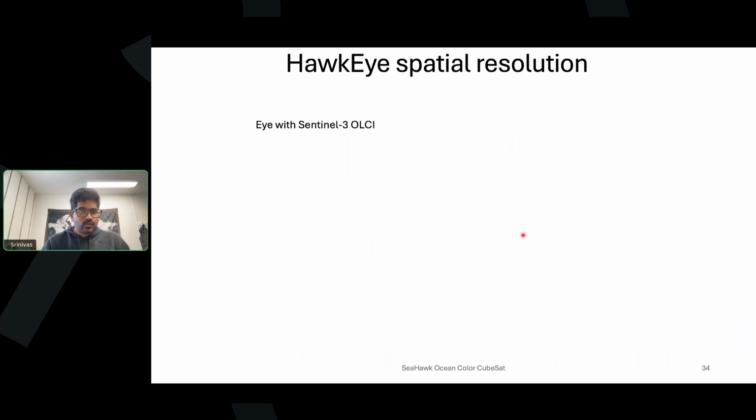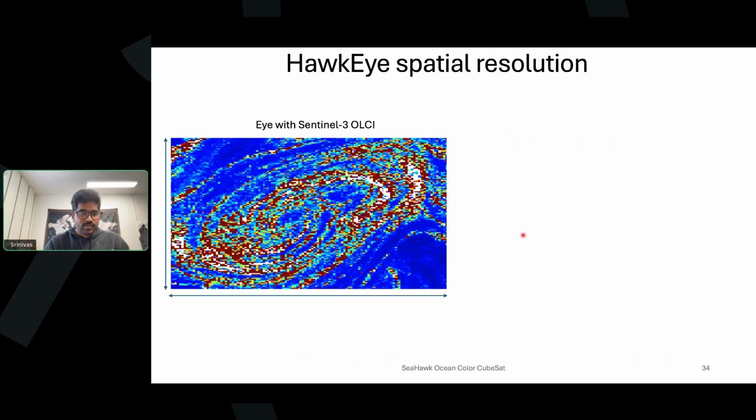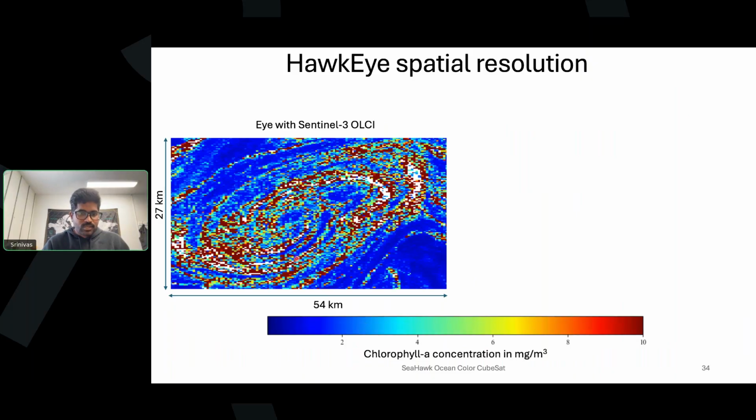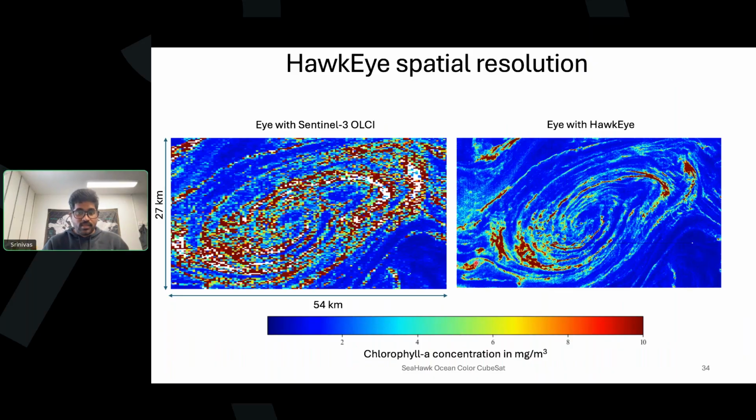But how? For example, imagine a small feature in the Arabian Sea, an algae bloom, which is 27 kilometers by 54 kilometers. This is an algae bloom, and the colors show the chlorophyll concentration in mg per meter cube with the color scale at the bottom. And the same bloom with Hawkeye looks like this. Imagine the level of detail that Hawkeye shows here. The features are clear and crisp because of its high spatial resolution.